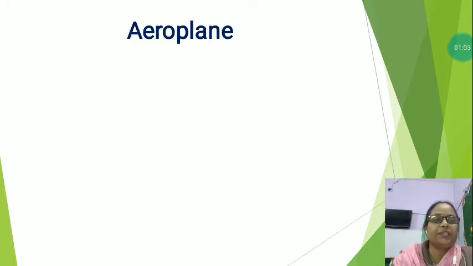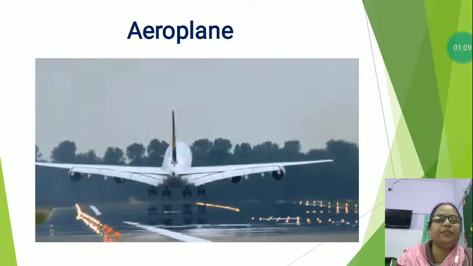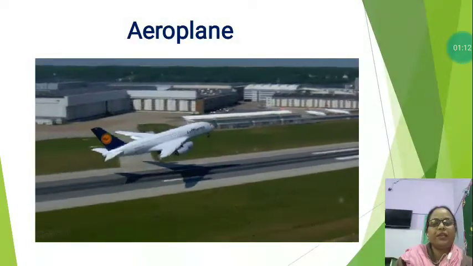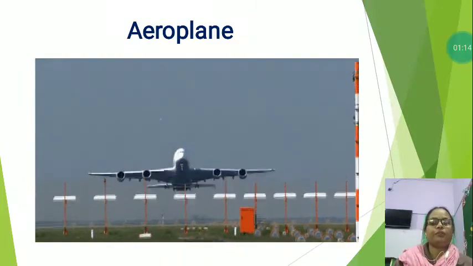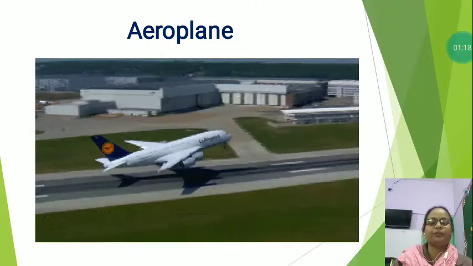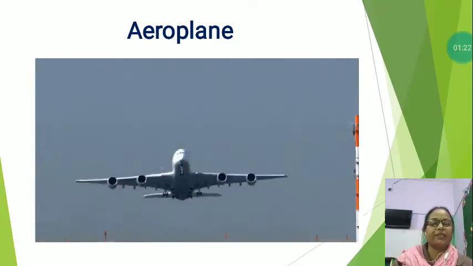See, the first is aeroplane. Now you can see. Yes, students. So, children, an aeroplane is a flying object. It is like a bus or a vehicle that flies in the sky. It has wings and a tail.